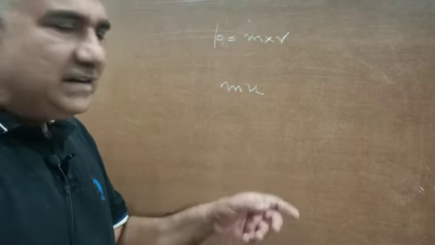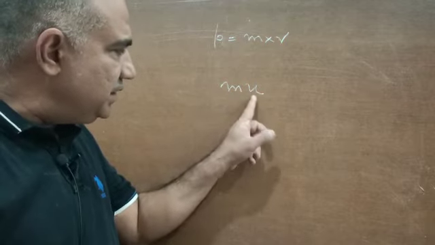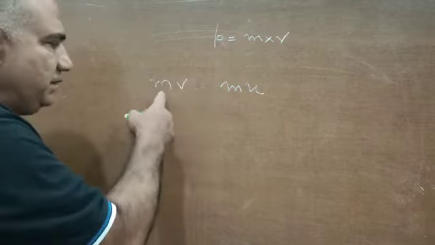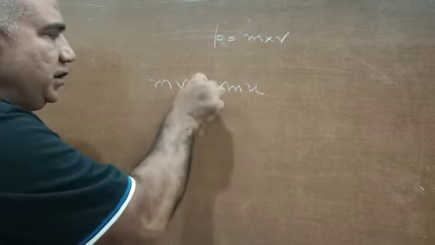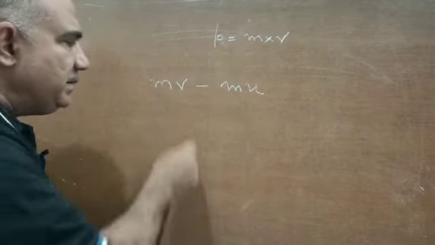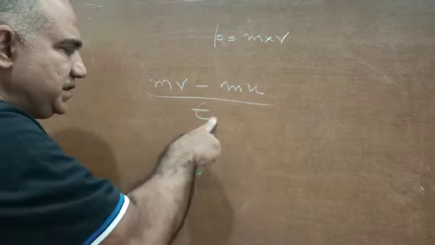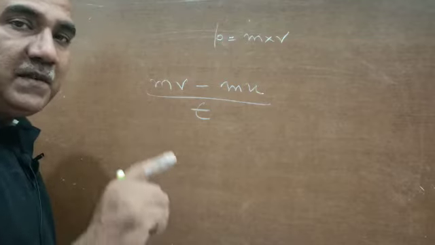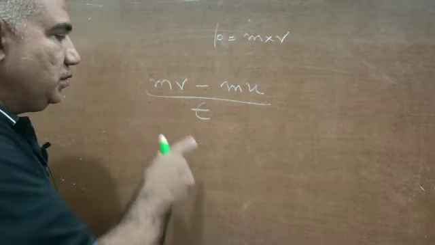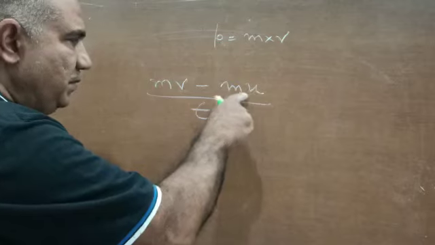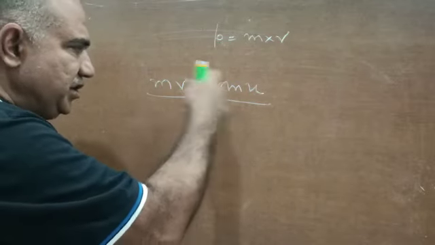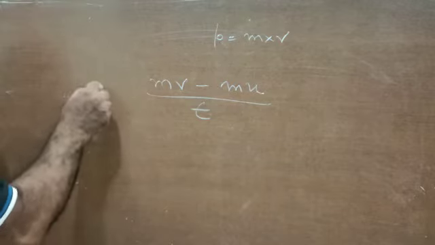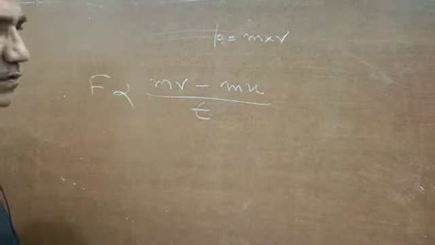When you multiply U, that is initial velocity, with the mass, this becomes initial momentum. And if you multiply V with the mass, this becomes final momentum. If you subtract them, this becomes change in momentum. And if you divide it by time, T, the time during which the velocity of the object has become V from U, this becomes the rate of change of momentum, and by definition, this is directly proportional to force.